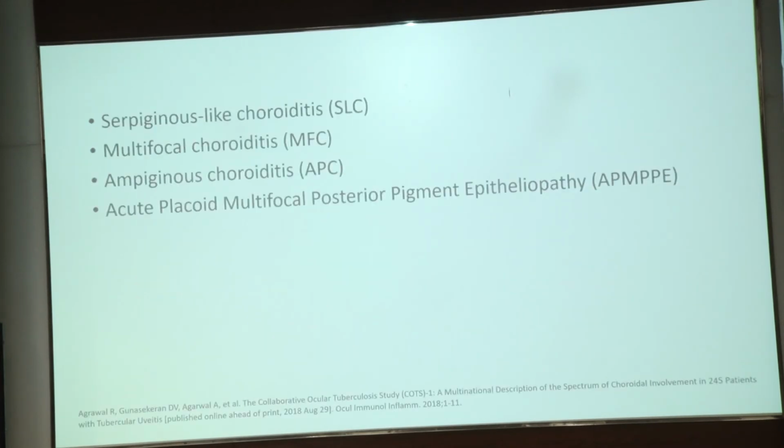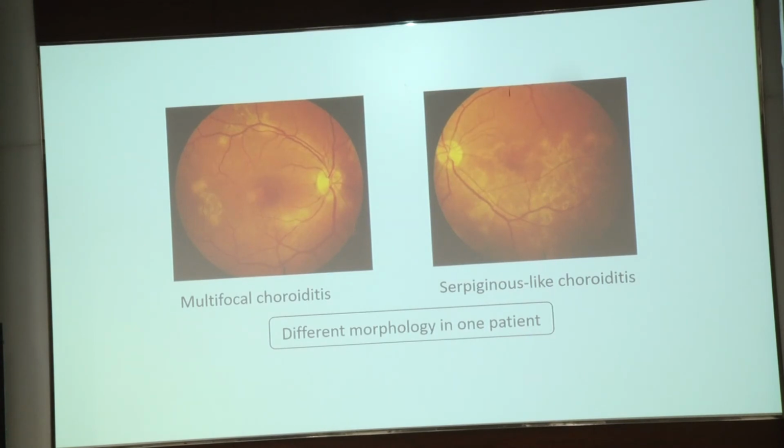Moving on to tubercular choroiditis, recently COTS is doing great work in reaching certain consensus regarding the diagnosis of tubercular choroiditis also. They have seen that almost any kind of posterior involvement can be seen in tuberculosis, in the form of SLC, multifocal choroiditis, MPGNS, and even an MP-like picture. This is one of the patients in which different phenotypes of tuberculosis can be seen. In one eye, he has a multifocal choroiditis type of picture, and in the other eye there is a serpiginous-like picture.